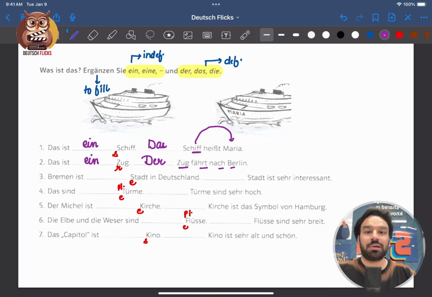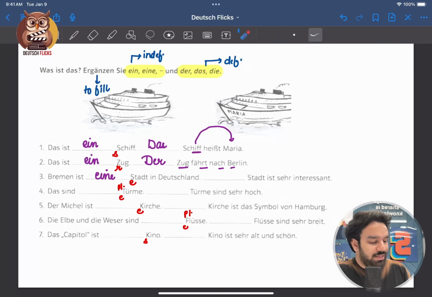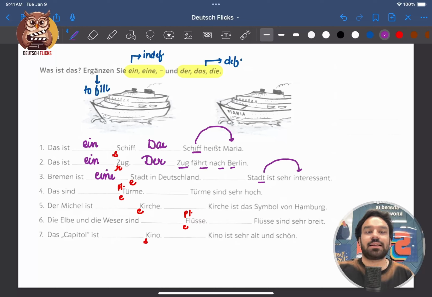Nummer 3. Bremen ist eine Stadt in Deutschland. Bremen is a city in Germany. There's nothing specific here. But in the second sentence, we are getting the additional information that the city is very interesting, interessant. So we'll say, die Stadt ist sehr interessant. The city is very interesting.